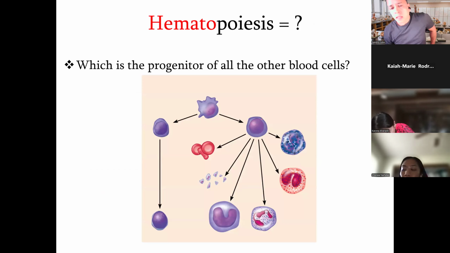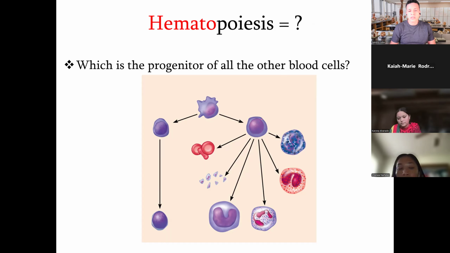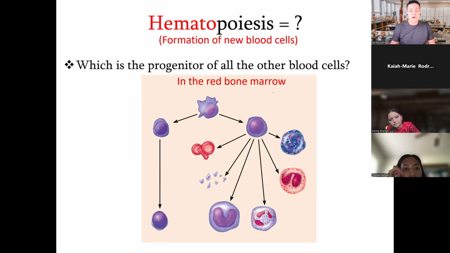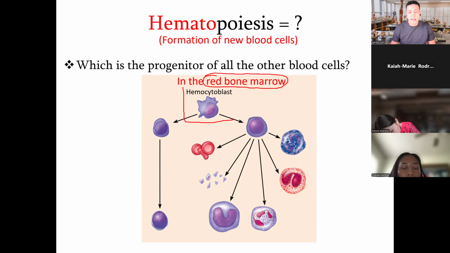Now, the process of making new blood cells is a process that we call hematopoiesis. And hematopoiesis happens inside our red bone marrow. So inside the red bone marrow, we have little stem cells called the hemocytoblast. So what is a hemocytoblast? A hemocytoblast is a blood stem cell.